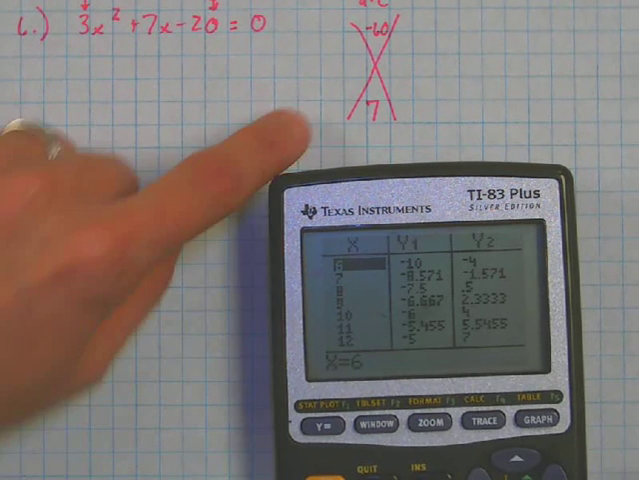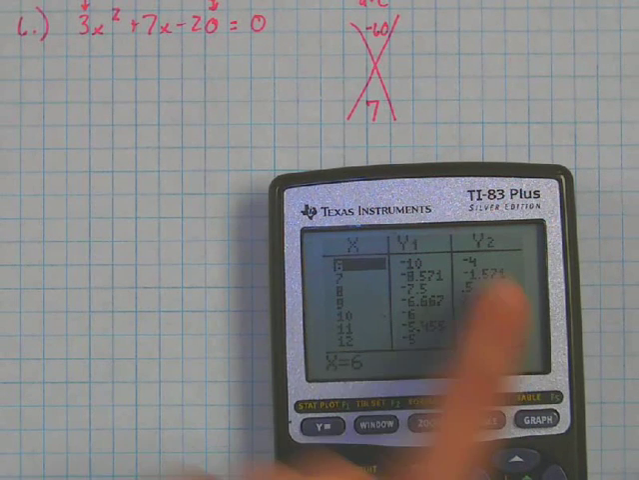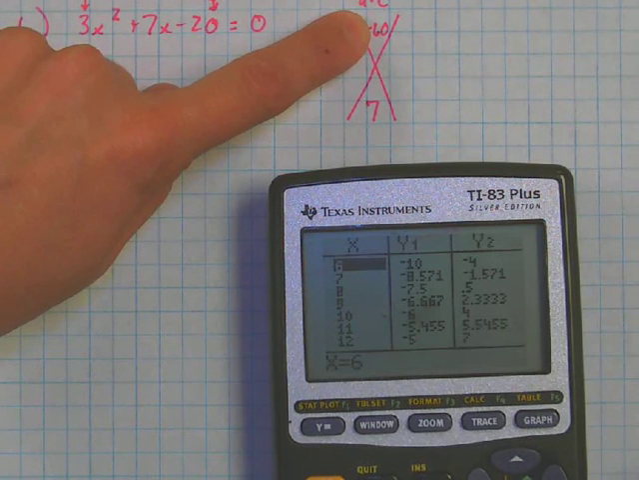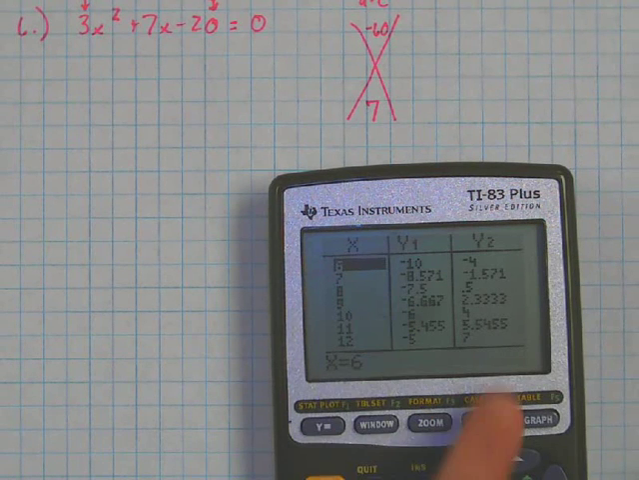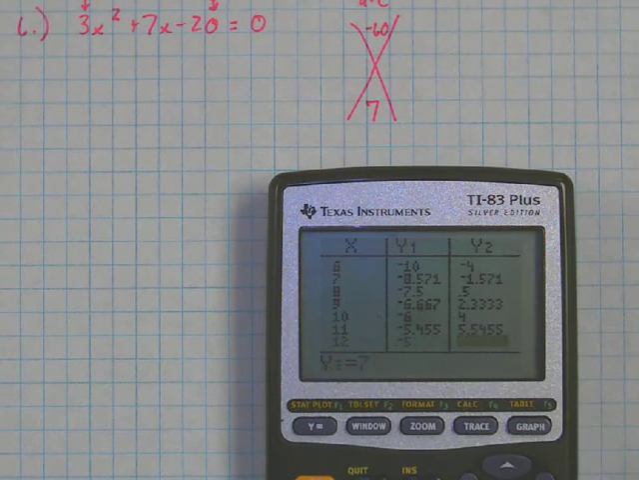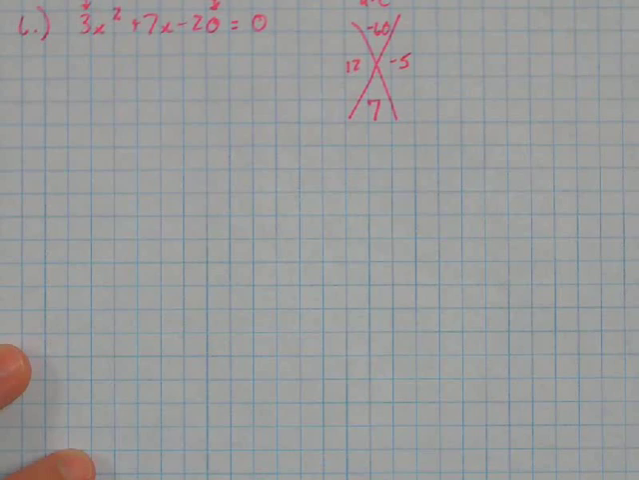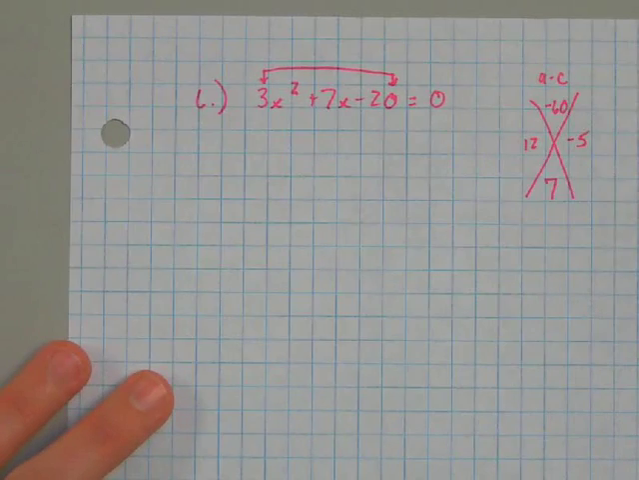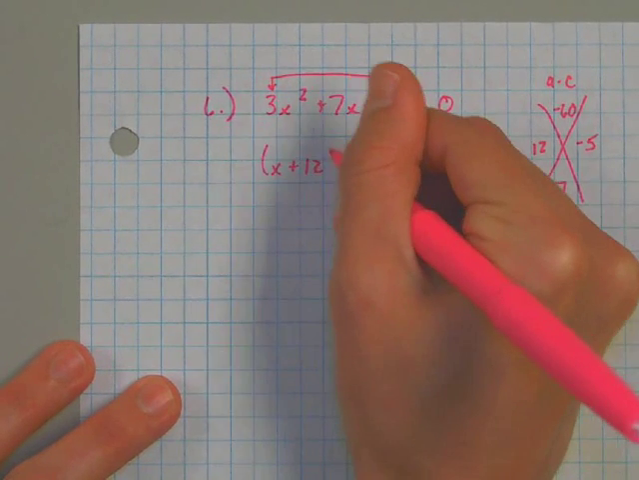So this 7 over here, because it was what multiplies to give me negative 60 and adds to give me 7. So these all multiply to give me 60. So what adds to give me 7? Well, there it is. It looks like my factors are going to be 12 and negative 5. So now you set your factors: x plus 12 and x minus 5.